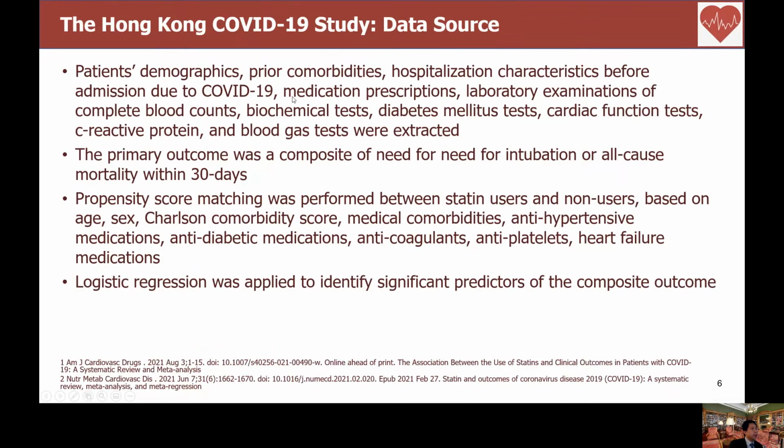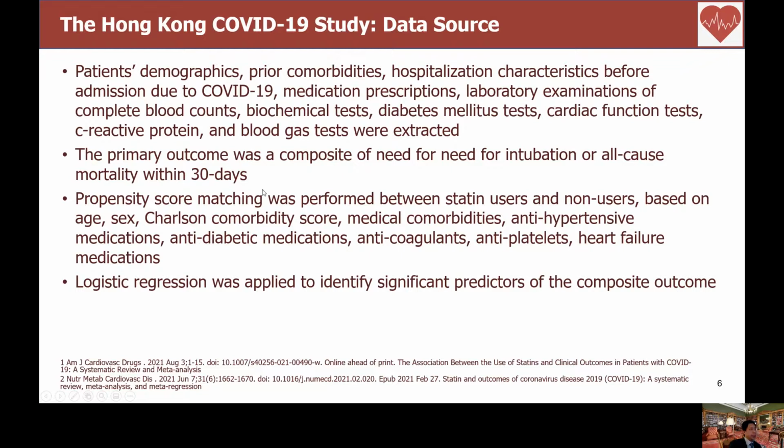So what we extracted in the study was patients' demographics, prior comorbidities, hospitalization characteristics before admission for COVID-19, prescription of different medications, as well as laboratory tests. And our primary outcome was a composite outcome of either need for intubation or all-cause mortality within 30 days.